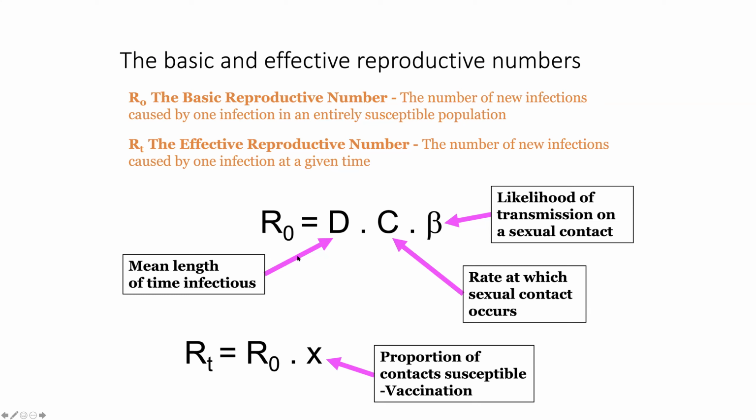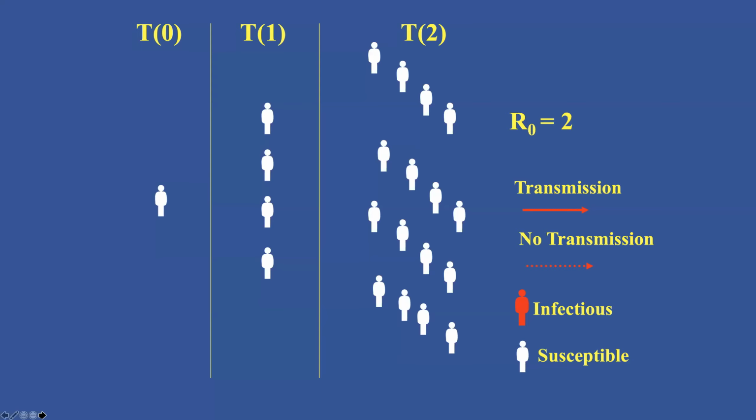And the R0 is a function that takes into account the likelihood of transmission, the contact rate, and the duration of infectiousness. And so I'll just show you here in this schematic, if you have an entirely susceptible population and you introduce one infectious person, and they go on to have several contacts, you can see here that the R0 here is 2.